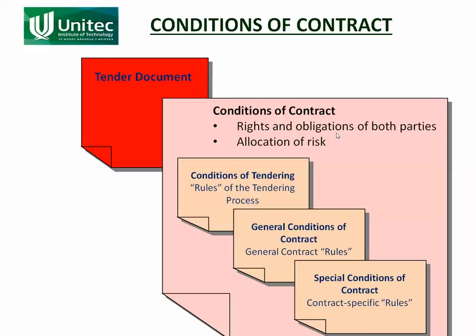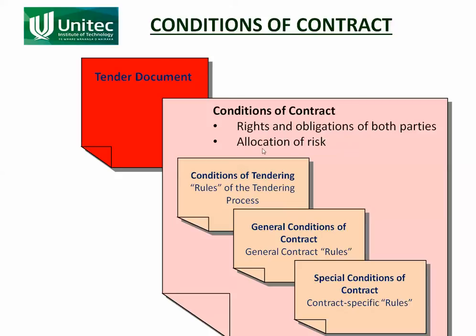Obligations, remember the main obligation of the contractor is to build the works as per the contract document in the time allowed in the contract document. The obligation of the principal is to pay him for it. So those are the main obligations, but there's much more. There are many more rights and obligations conferred by the conditions of contract.